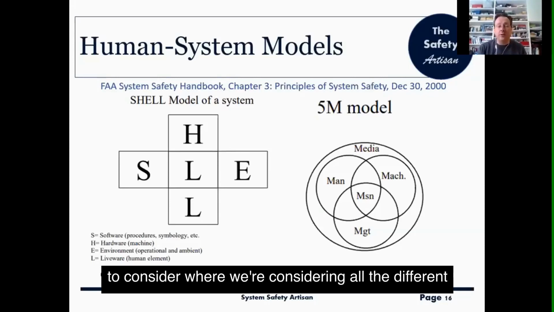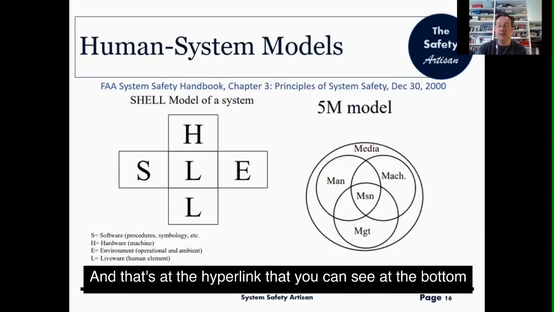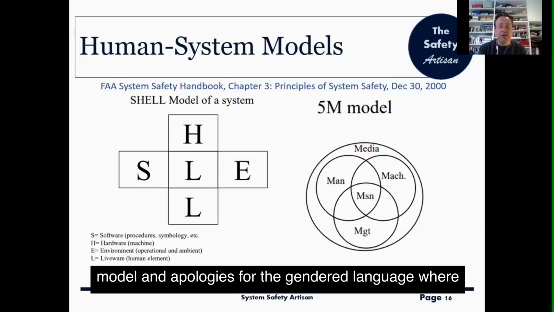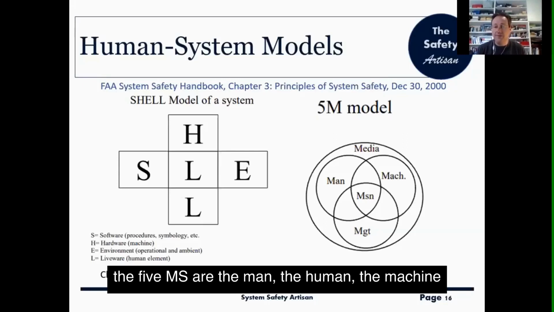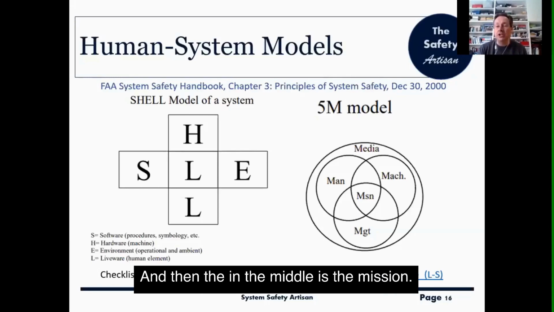we're considering all the different interfaces between those different elements. And that's at the hyperlink that you can see at the bottom of the slide. And then on the right-hand side, we've got the 5M model. And apologies for the gendered language, where the 5 M's are the man, the human, the machine, management, and the media. And the media is the environment, the operating and maintenance environment. And then in the middle is the mission.